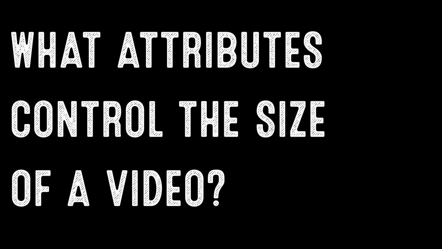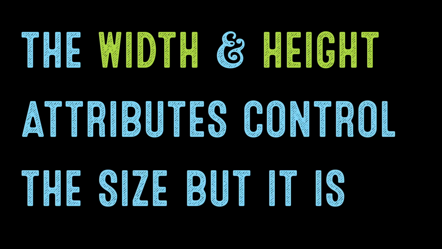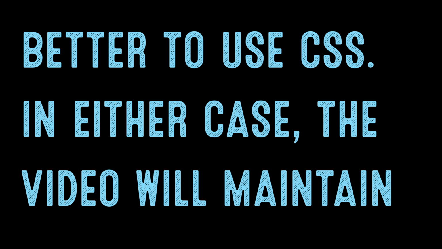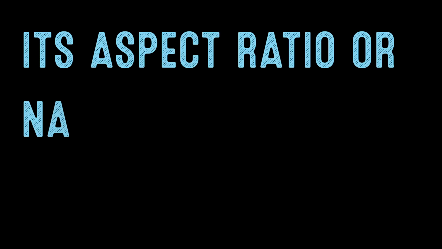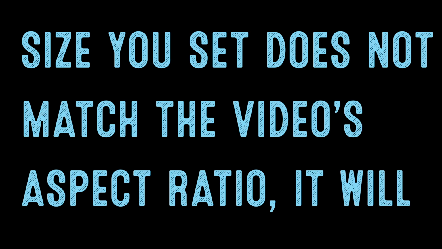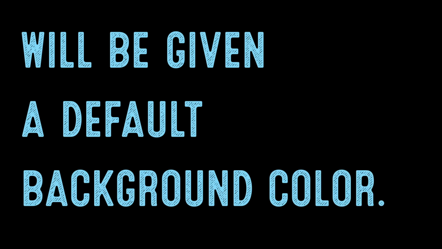What attributes control the size of a video? The width and height attributes control the size, but it is better to use CSS. In either case, the video will maintain its aspect ratio or native width to height ratio. If the size you set does not match the video's aspect ratio, it will fill the space horizontally, and any additional space will be given a default background color.